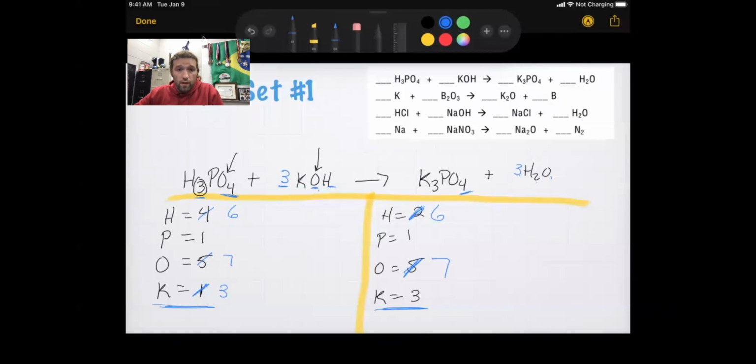So voila, there you go. That is a balanced equation. We only needed 3 of these, and we needed 3 water molecules, and that's all we had to do to adjust this equation and make it balance. Pretty easy, right? All right, let's go ahead and go over another example.